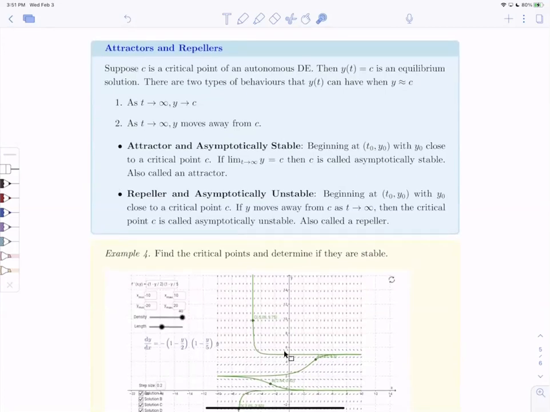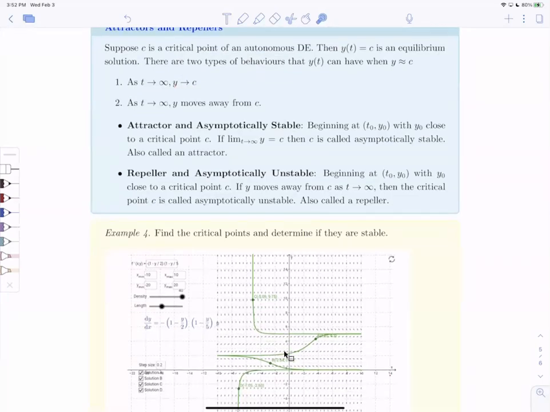So we have asymptotically stable and unstable. I think they just call it stable and unstable. Suppose c is an equilibrium point of the differential equation, and this is an equilibrium solution. Then there are two types of behavior. The first type is as t approaches infinity, y approaches c. For example, in this graph, this is c. As t goes to infinity, it approaches c. That's the first case. The second case, as t goes to infinity, it moves away from c.